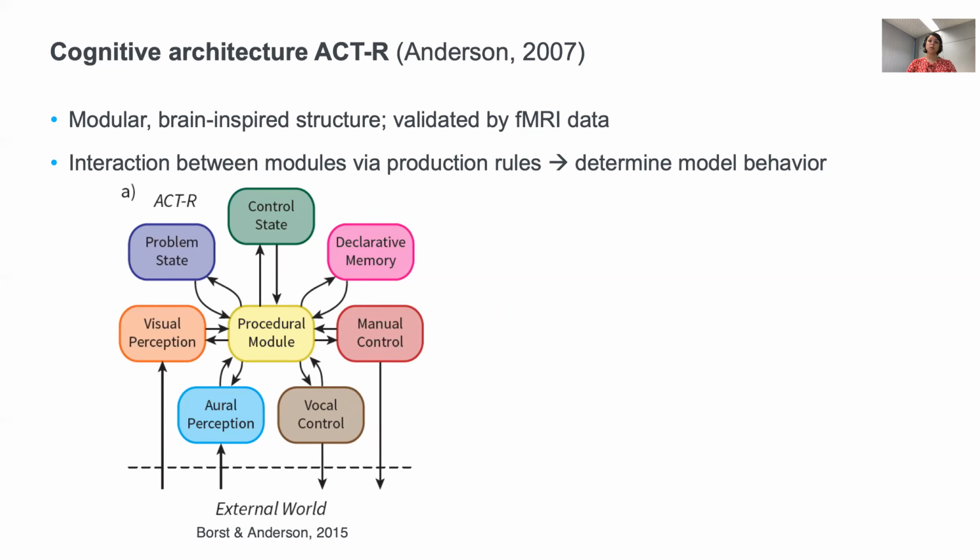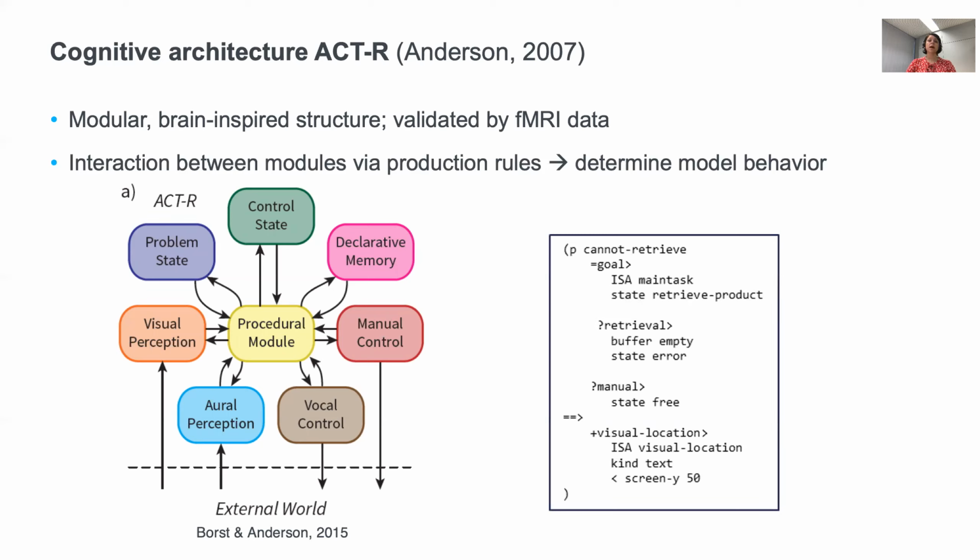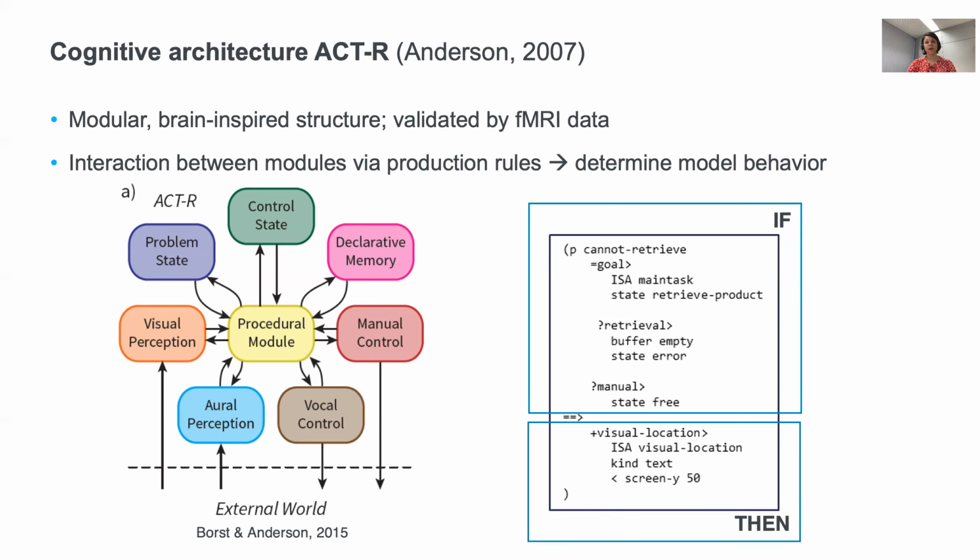The interaction between these modules happens via production rules that define the model's behavior. They look like this and consist of a condition part and an action part. If the requirements in the condition part are fulfilled, meaning the modules have a certain state or content, the model performs the related action. In this example, the goal was to retrieve a product from a memorized shopping list, which has not been successful, so the model looks for content on the screen instead to cope with the situation.